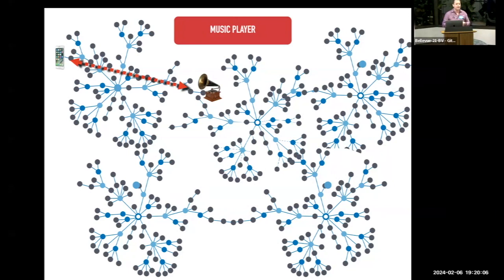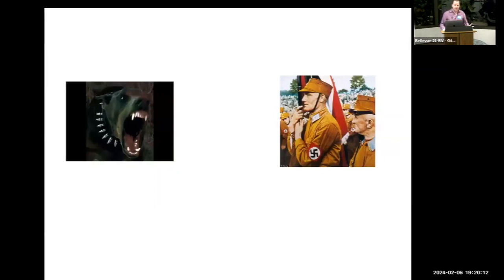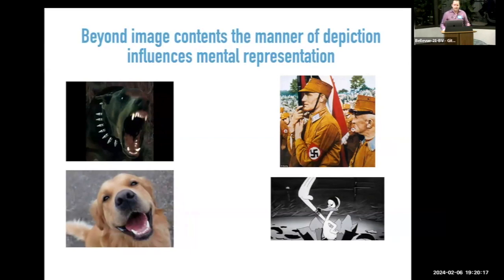So I'm talking about psychology, not models, but hopefully you can see how these things connect. Okay, so going back to the dog and the Nazi, beyond the contents, the manner of depiction is what really influences the mental representation.